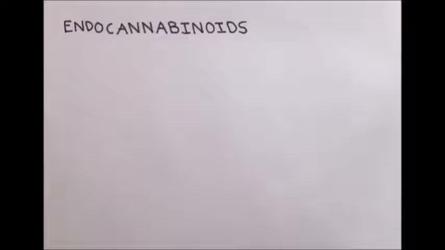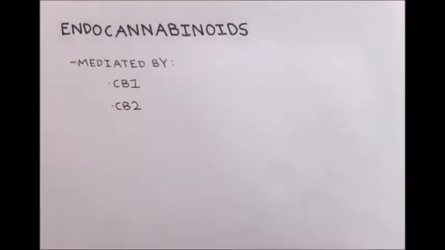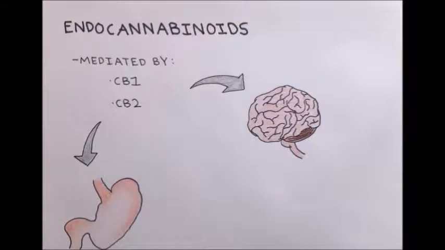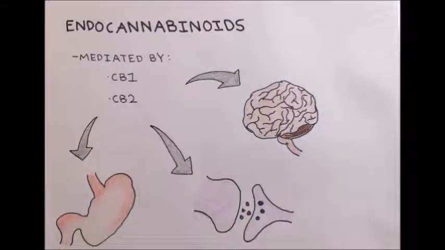Endocannabinoids are bioactive lipids which are mediated by two G-protein coupled receptors known as CB1 and CB2, as well as other targets. These receptors are found in the brain, organs, and most importantly, on immune cells, and are responsible in initiation and maintenance of homeostasis.